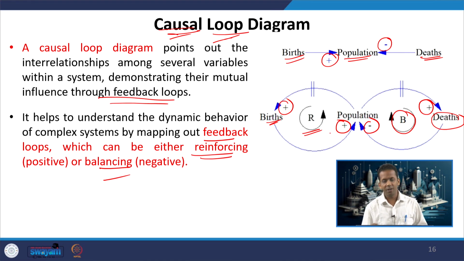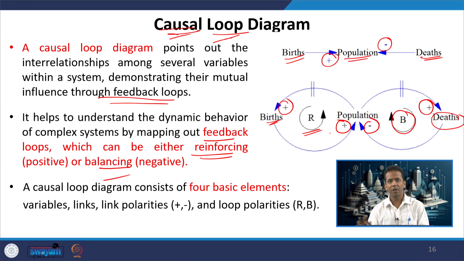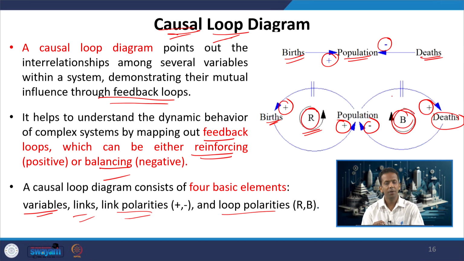So, if you look at this diagram carefully, you can see there are 4 basic elements of any causal loop diagram. One is the variables. What are the variables here? Birth, population, death. So, these are the variables. Links, the arrows connecting these variables, are the links. The polarities of the links, either plus or minus, and this positive and negative does not represent the value or quality of the variable, but it represents the magnitude, basically a number, either it increases or it decreases. And the fourth one is loop polarities, whether the type of loop is reinforcing or balancing.